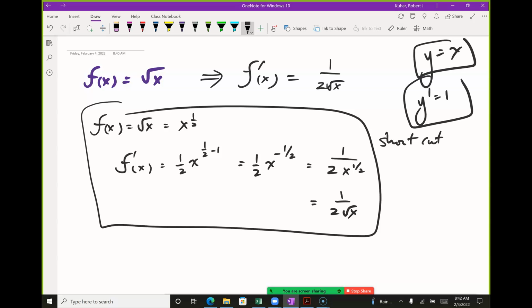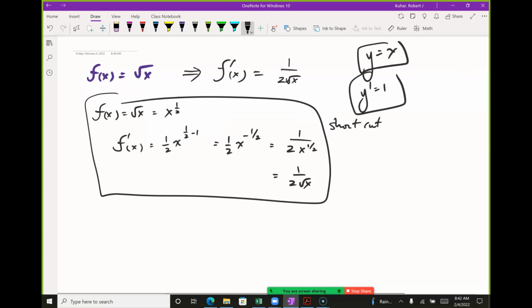So when it's linear, I just have to find the slope. Boring. It's the same slope everywhere. But when it's not linear, I'm going to get a variable slope. All right, so let's do this one. You ready?